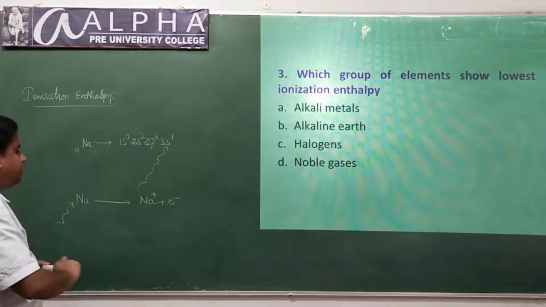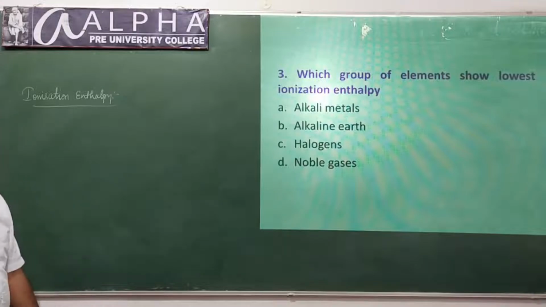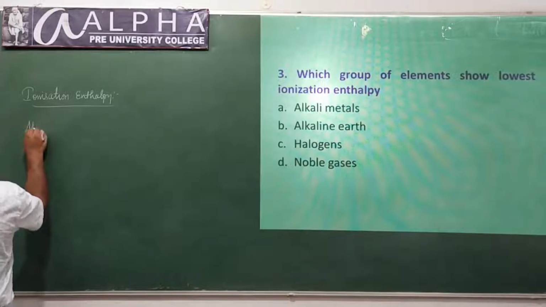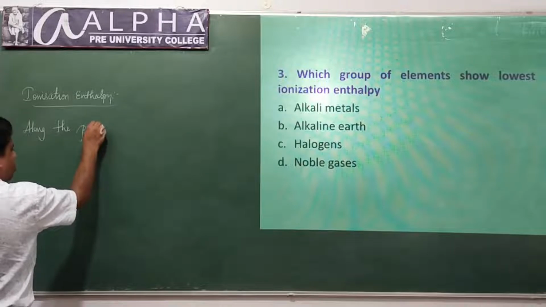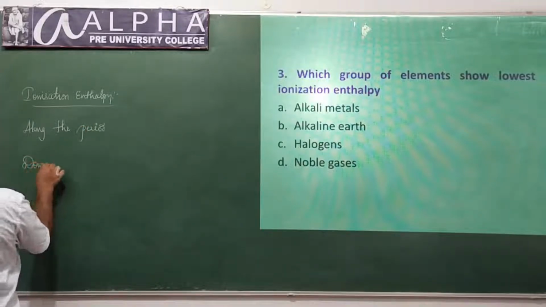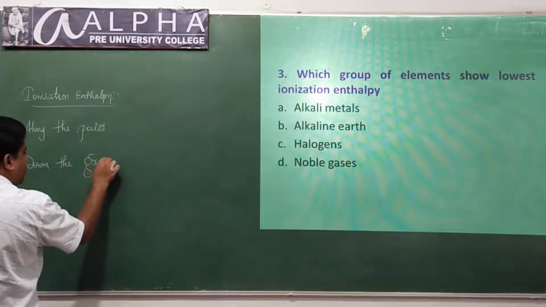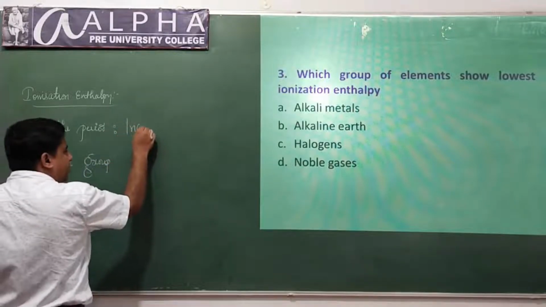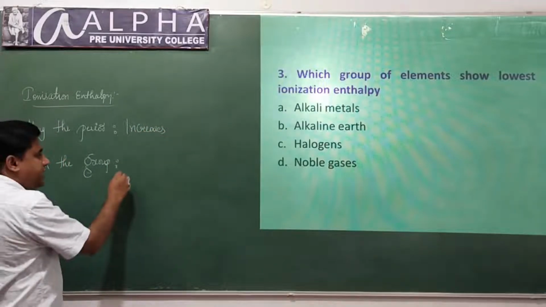By the way, how does ionization enthalpy vary along the period and down the group? Along the period and down the group. Okay, so along the period, we know ionization enthalpy increases. And down the group, ionization enthalpy decreases.